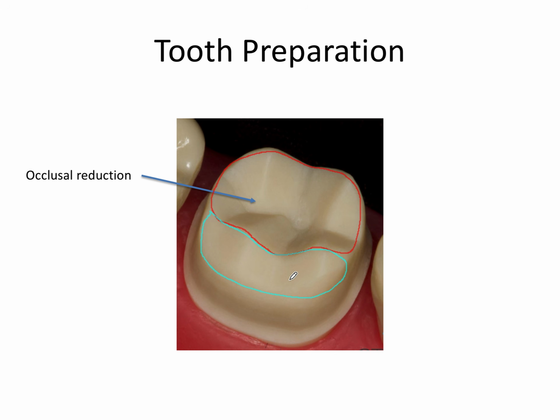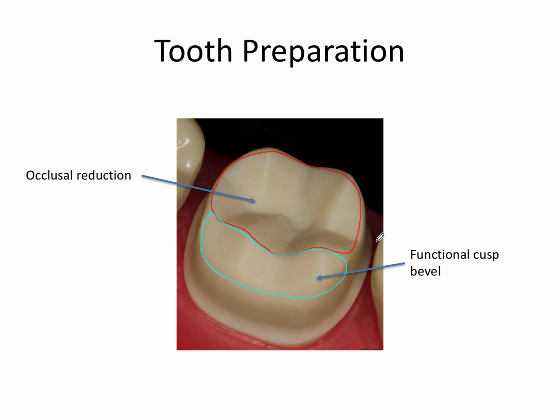So remember, this special bevel along the functional cusps is the secondary plane of reduction, and it's appropriately called the functional cusp bevel. I love when things have logical names like that. So the occlusal reduction refers to the entire reduced occlusal surface, while the functional cusp bevel is just this part here.